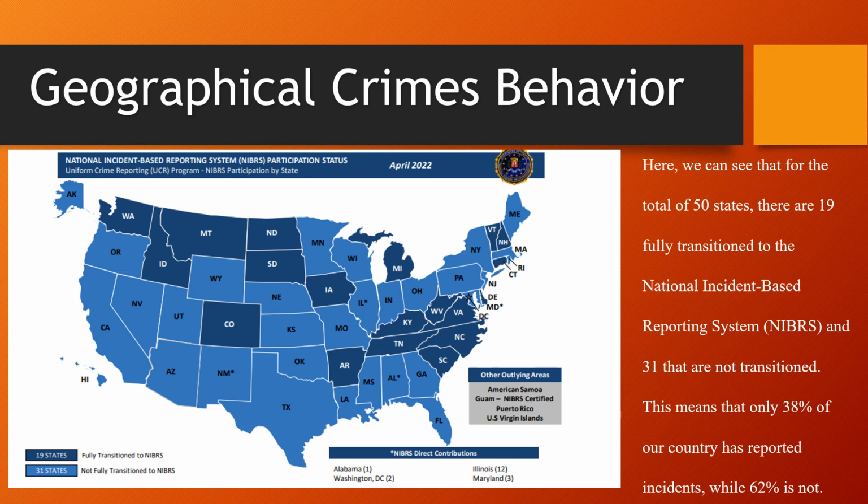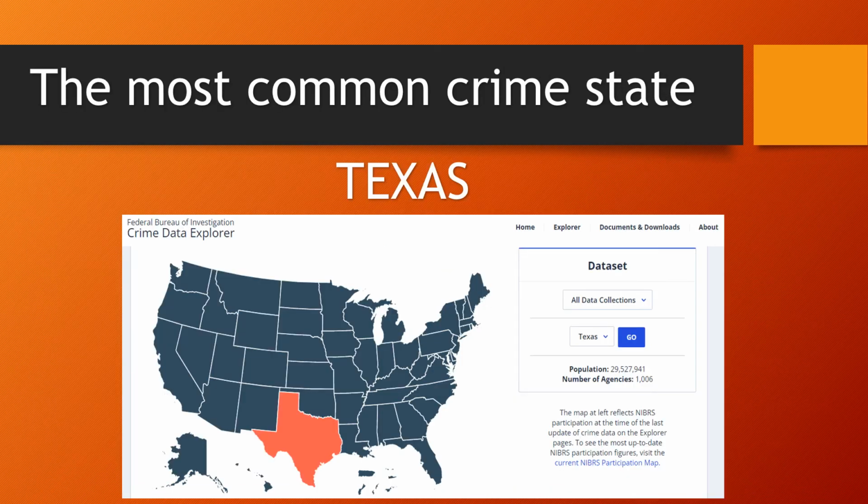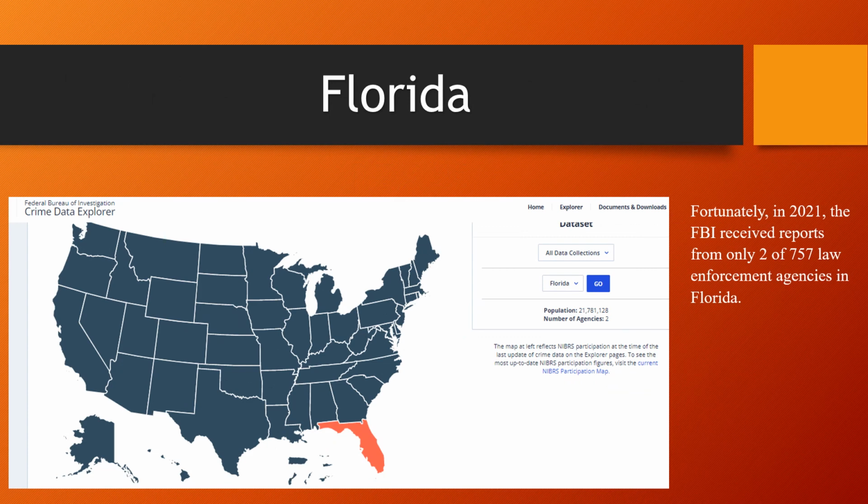In the following we found that the state with more criminal activities is Texas, with a total of 1,006 incidents reported to agencies. Fortunately, in 2021, the FBI received reports from only 2 of 757 law enforcement agencies in Florida.